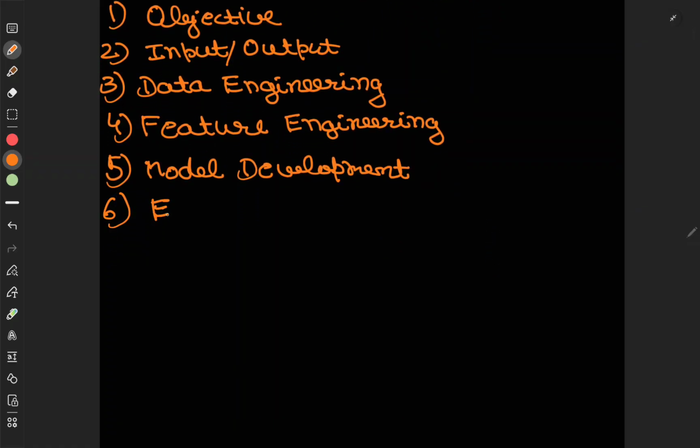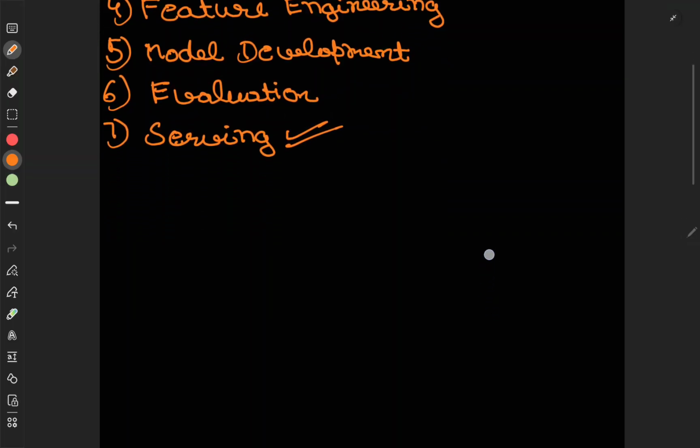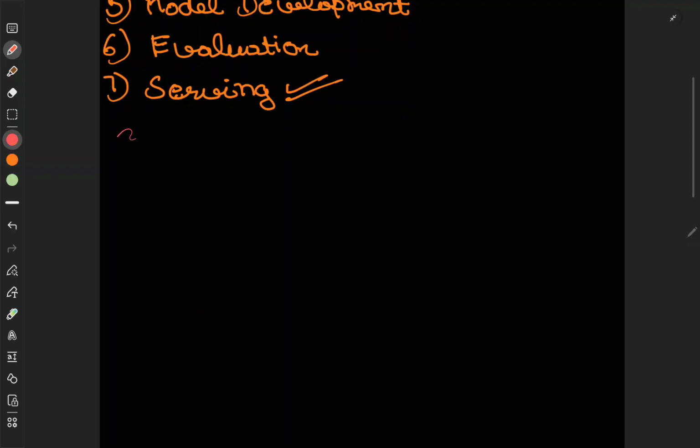Sixth would be the evaluation part, where I'm going to tell you that once you train your model, how to evaluate it, whether it's good or bad. Seventh, the last, would be the serving part, where I'm going to tell how we are going to serve it to the end users. Okay, so coming to the objective.